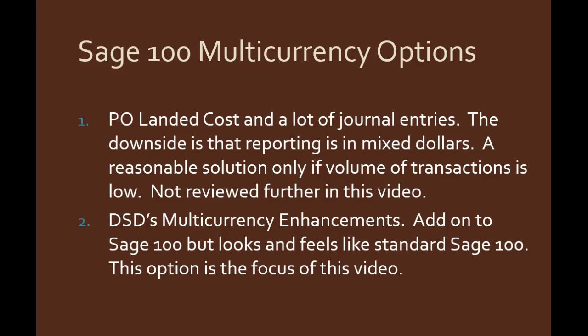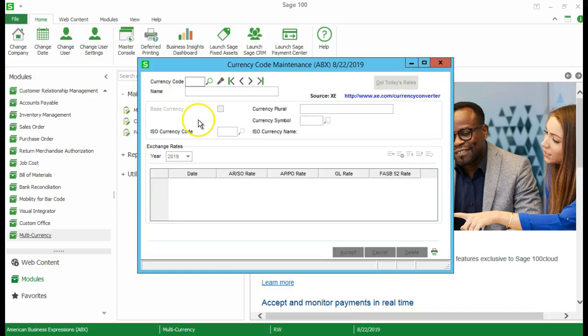Option 2. You can use DSD's multi-currency enhancements to take care of everything. The enhancements are sold per module and function very much as part of Sage 100 so that the user can hardly tell whether something is part of standard Sage 100 or part of the multi-currency enhancements. You can have an unlimited number of currencies.